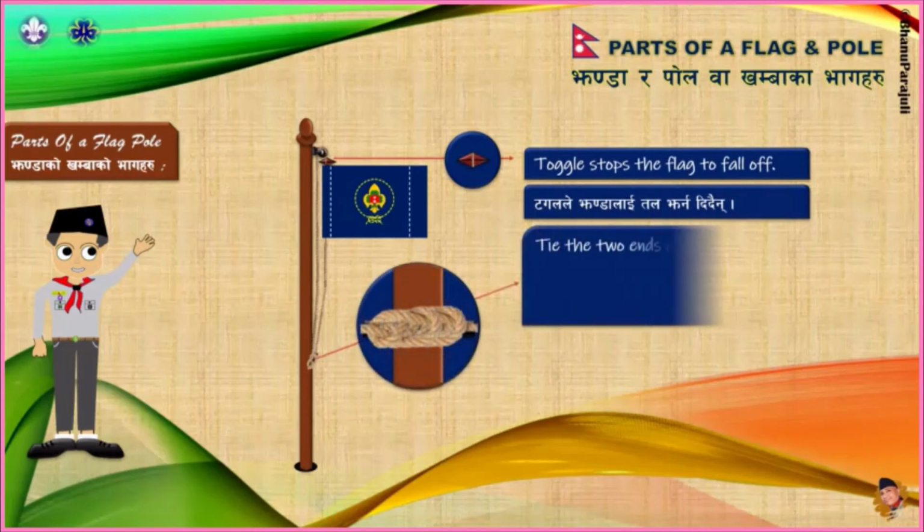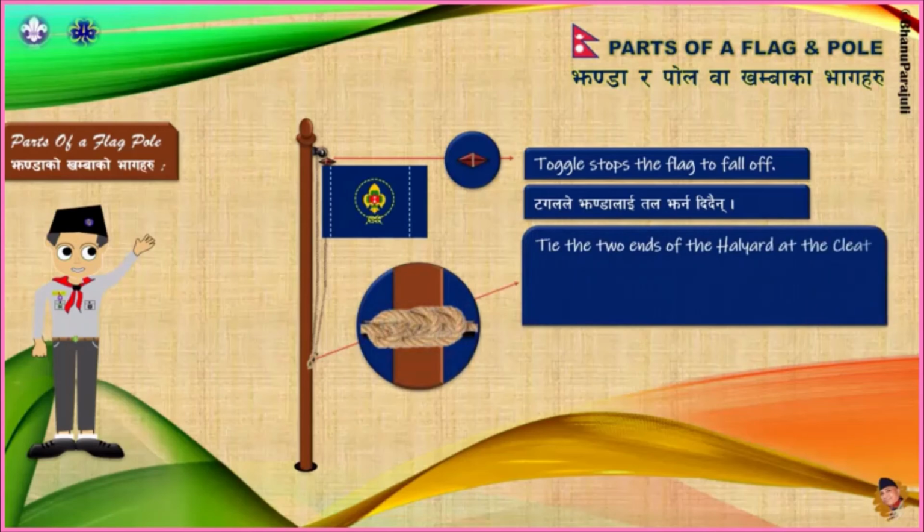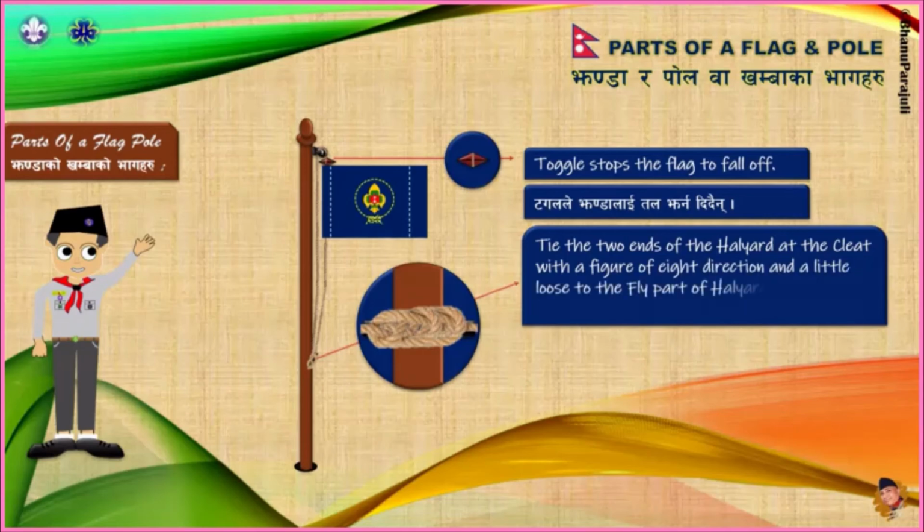Tie the two ends of the halyard at the cleat with a figure of 8 direction and a little loose to the fly part of the halyard to help the flag to swing.